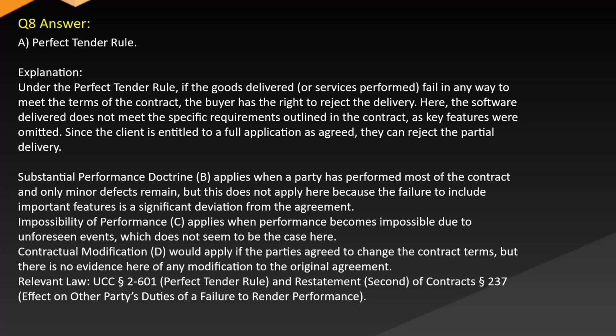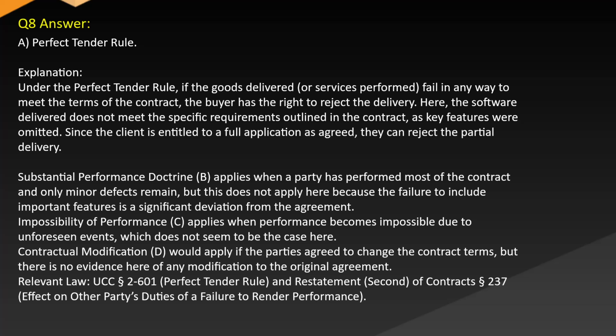Answer A. Perfect tender rule. Explanation. Under the perfect tender rule, if the goods delivered or services performed fail in any way to meet the terms of the contract, the buyer has the right to reject the delivery. If the software delivered does not meet the specific requirements outlined in the contract, as key features were omitted, since the client is entitled to a full application as agreed, they can reject the partial delivery.